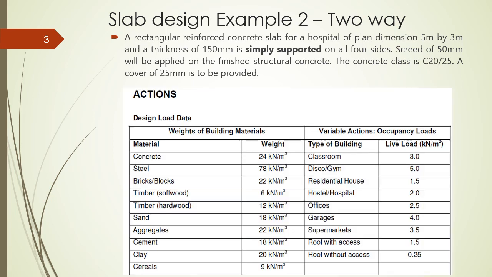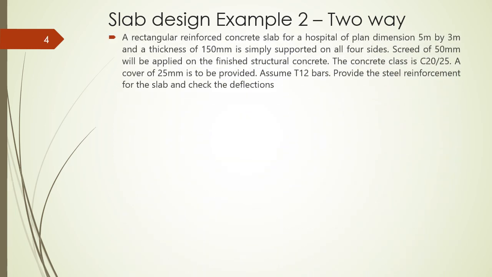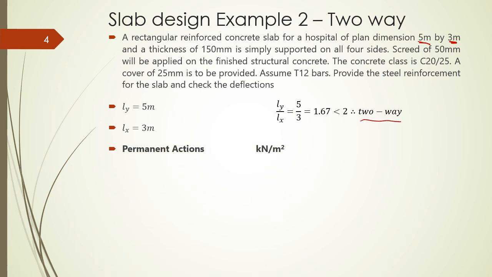So that's the question. There is important information we need to read off from our handout. One will be the live load of the hospital, which has been given as 2 kilonewton per meter squared. Next, we'll need to know the density of concrete, which is 24 kilonewton per meter cubed. Then we'll get the longer dimension Ly, which is equal to 5 meters, and the shorter dimension Lx, 3 meters. We will do Ly over Lx and get 5 over 3 is equal to 1.67, which is less than 2. Therefore, our slab is two-way.